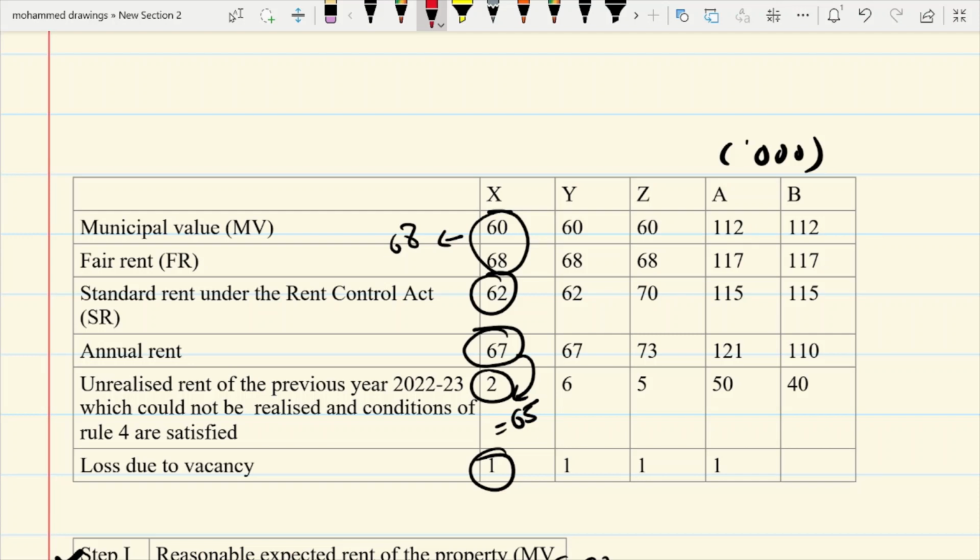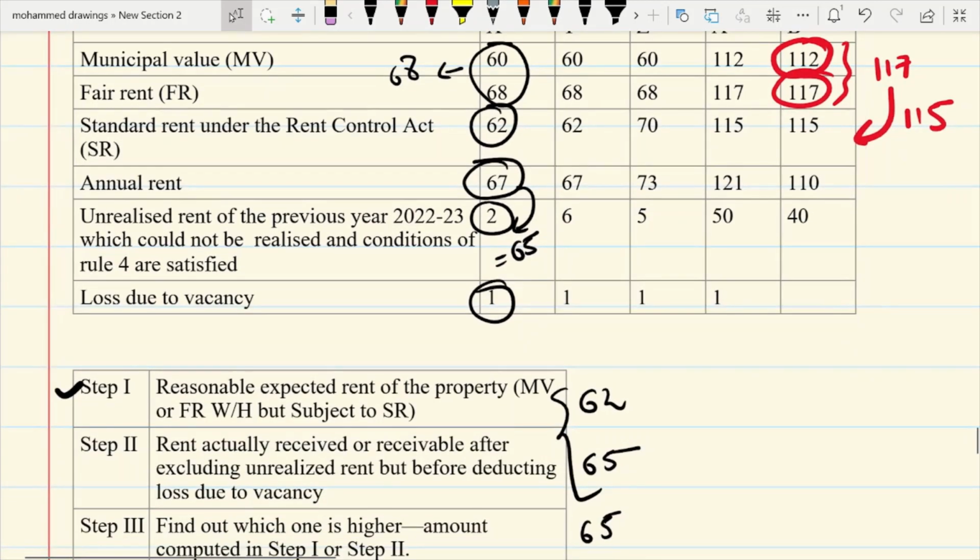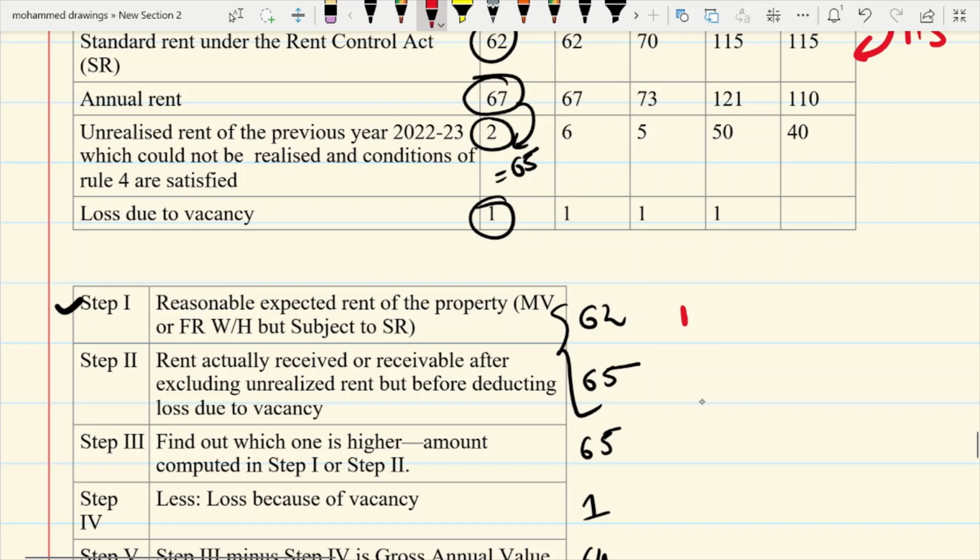So now B: 112, 117 and 115. What is MV? 112. What is FR? 117. Which one is higher? 117. Now you have to compare this with the SR, standard rent under the Rent Control Act. Here also you cannot go beyond SR, so in this case your answer is 115. So for step number 1 you write down 115.